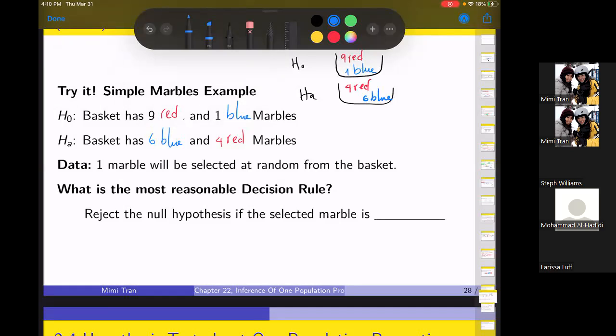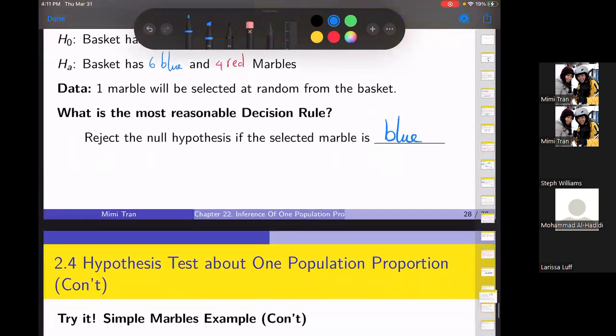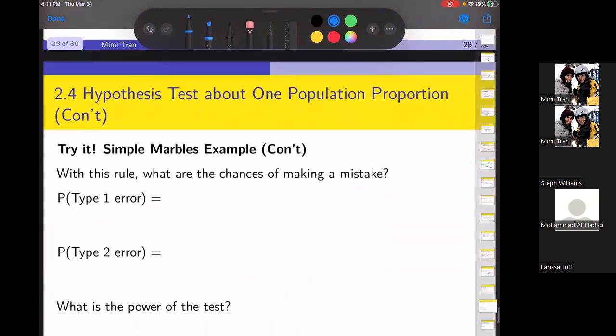We have to make a decision rule, right? So reject the null hypothesis, reject H naught, if the selected marble is, what do you think? H naught favors red or blue? Red, right? H naught favors red. So if you want to reject H naught, you have to pick a blue. So reject H naught if the selected marble is blue. All right, so with this rule, what are the chances of making the mistake?